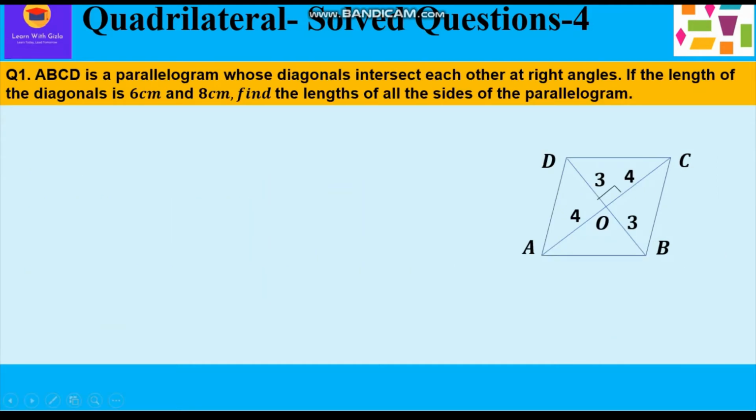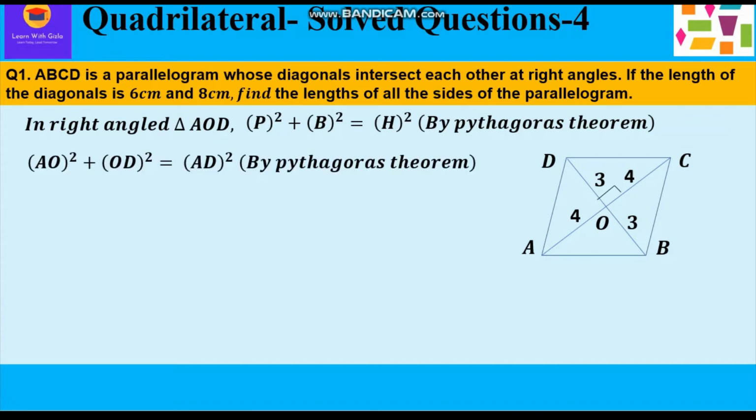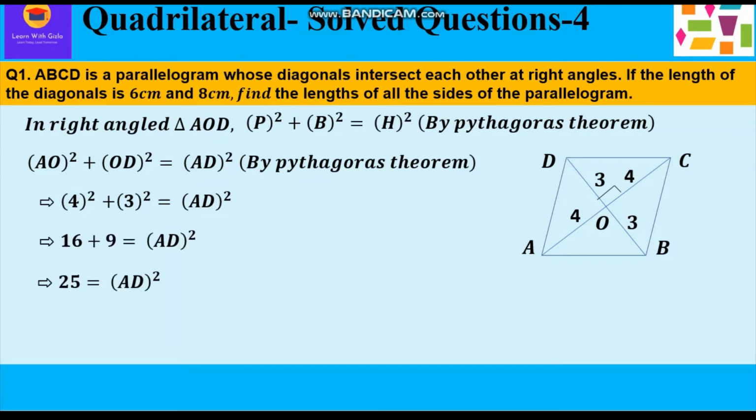Now further, let us take any one of the right angle triangles, let us say AOD, and we shall apply the Pythagoras theorem, which says that perpendicular square plus base square is equal to hypotenuse square. Now in the right angle triangle AOD, AD is the hypotenuse, that is the side which we have to calculate. So we shall write AO square plus OD square is equal to AD square. Further, AO is 4 centimeter, OD is 3 centimeter. So accordingly, we shall write 4 square plus 3 square is equal to AD square. Further, 16 plus 9 is equal to AD square. So 25 is equal to AD square. Further, AD is root of 25, which is equal to 5. So AD has come 5 centimeter.